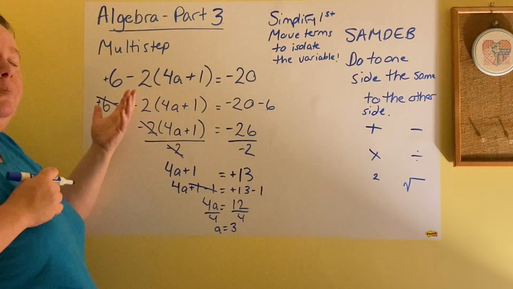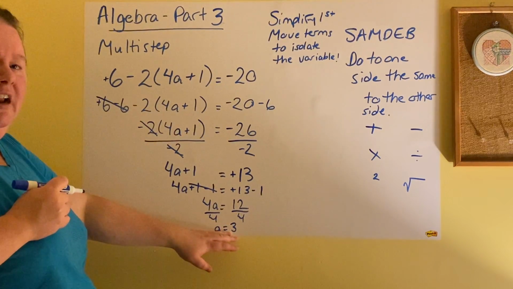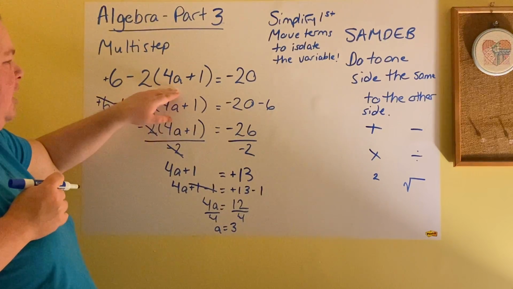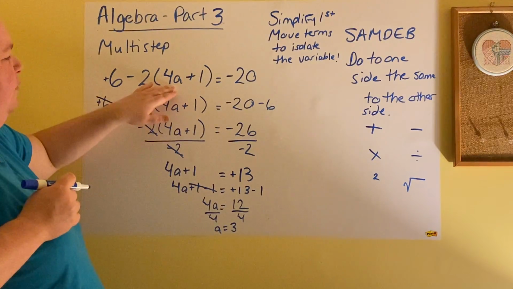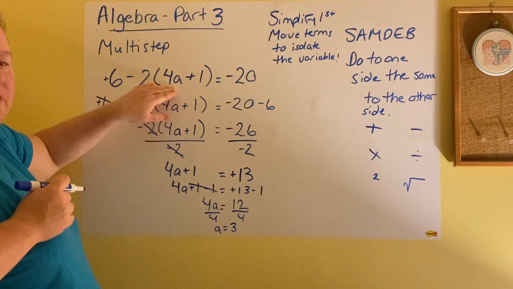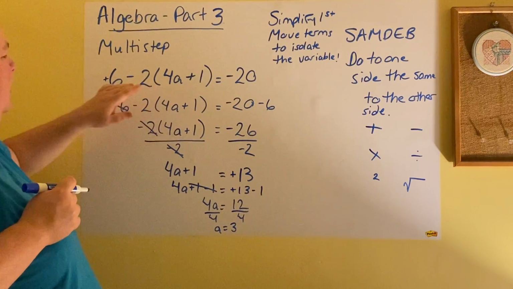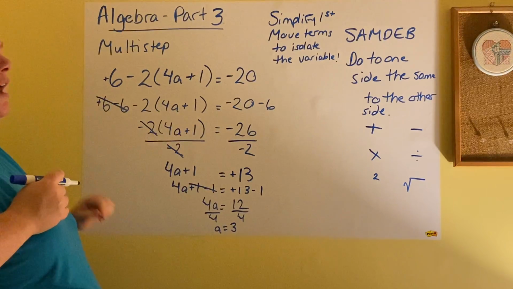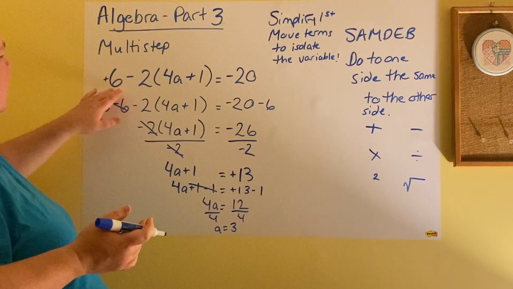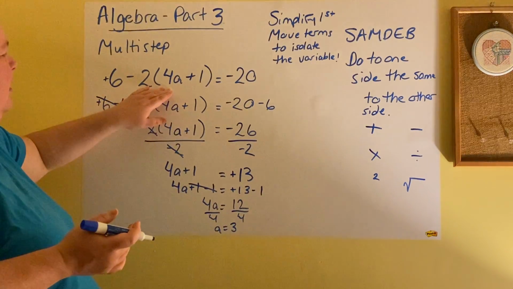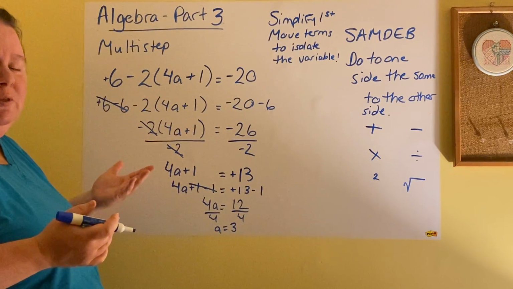Now again, I can go back just like I can in any equation, and I can take the value that I have here and substitute it in and double check that that actually worked. So for my brain, I kind of like to do that. So 4 times 3 would be 12. 12 plus 1 is going to be 13. That 13 is going to get multiplied by the 2. And so that's going to make it 26. So now I have 6 subtract 26, which will equal negative 20. And so I know that I've done what I'm supposed to do.